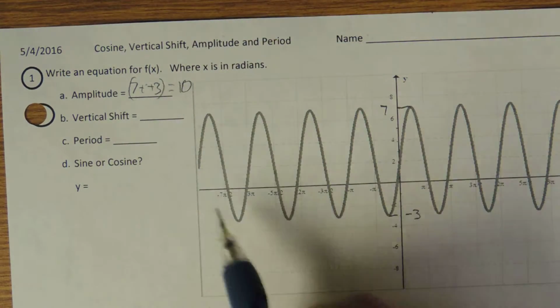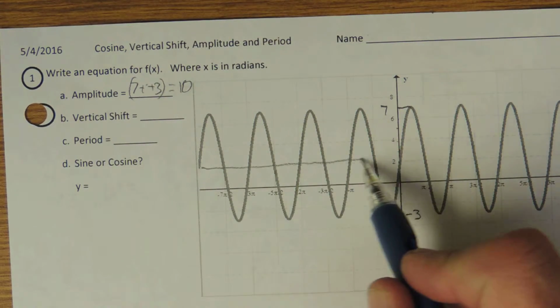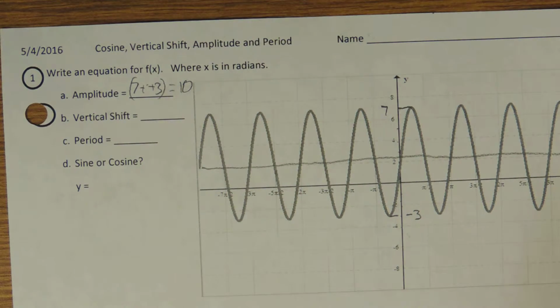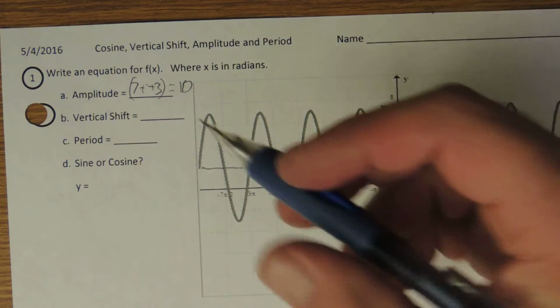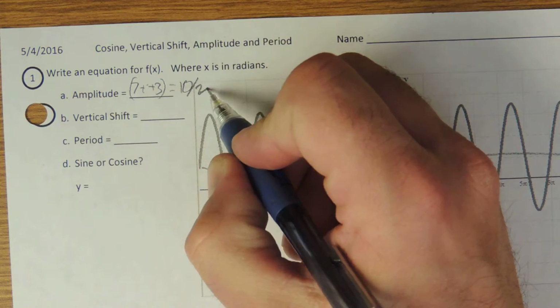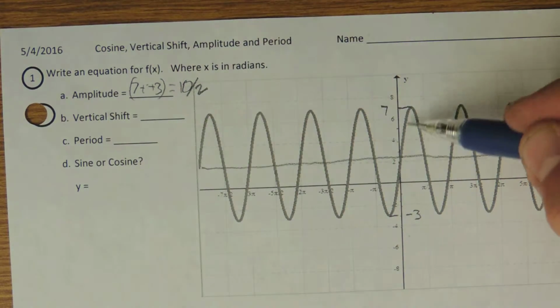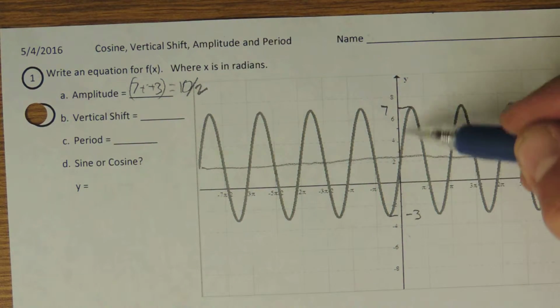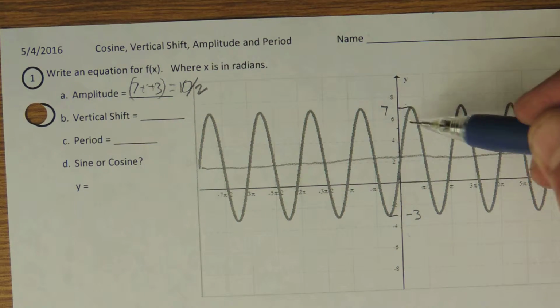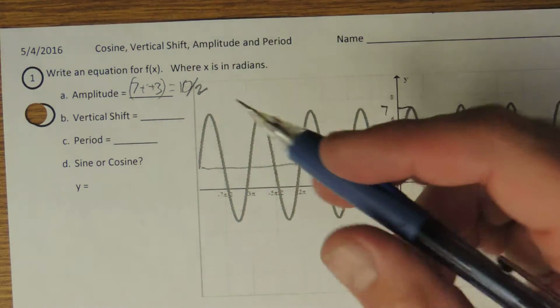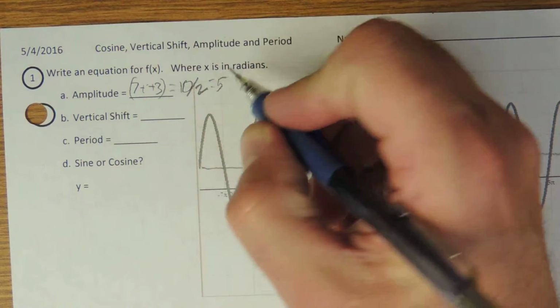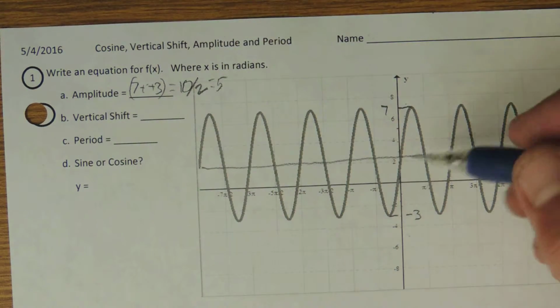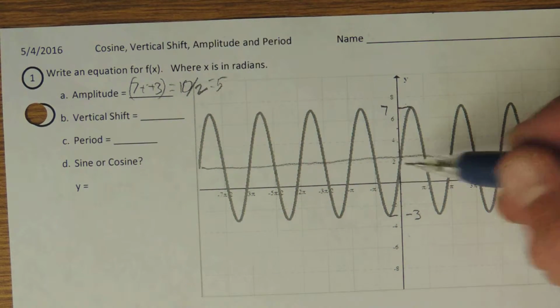But amplitude goes from the midline, the center of the graph, the vertical center, the midline up to the top. When I go from maximum to minimum, I have 2 amplitudes, so I divide that by 2. I get 5. My vertical shift is how far the midline moves up.